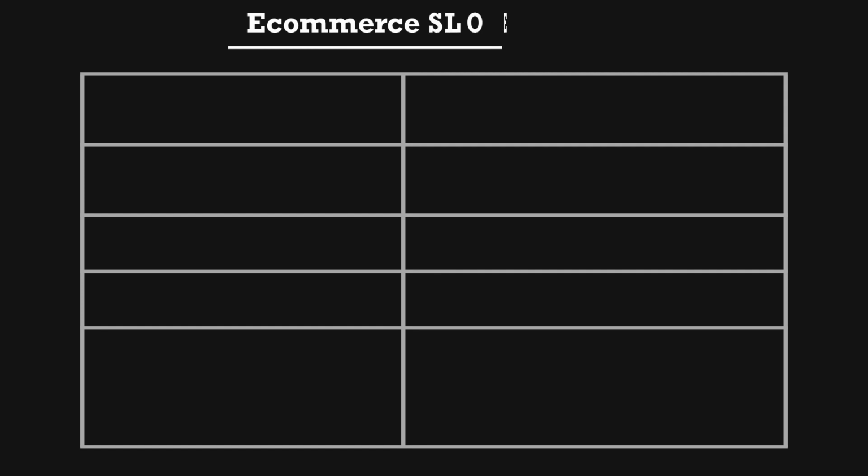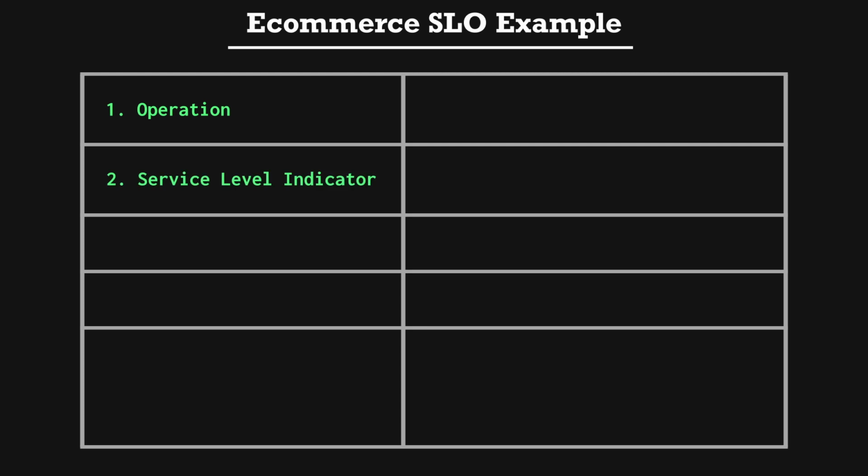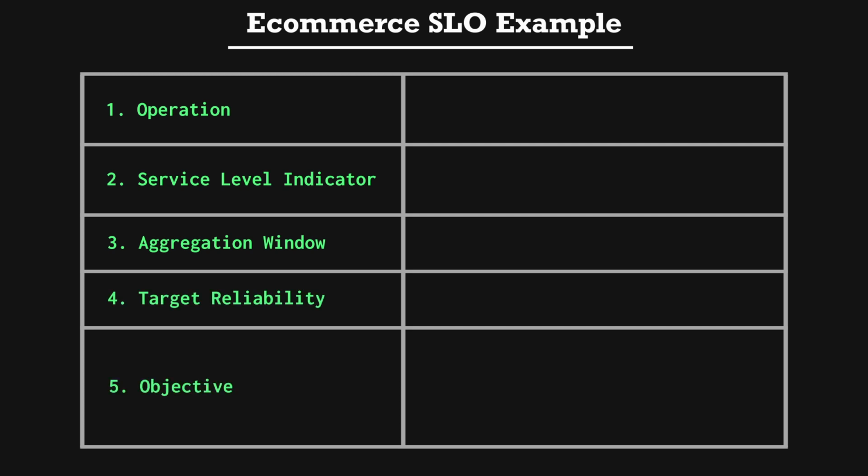We need to define 5 things. First is the operation that we want to define a service level objective for. Second is the service level indicator. Third is the aggregation window. Fourth is the target value. And finally, fifth is a summary of the complete service level objective based on the other 4 criteria. You can think of this as the final SLO summary. It'll be easier to understand when we see an example, so let's start building this out now.